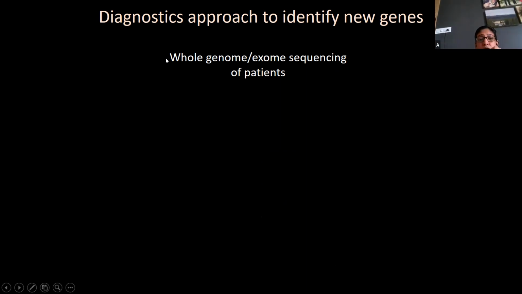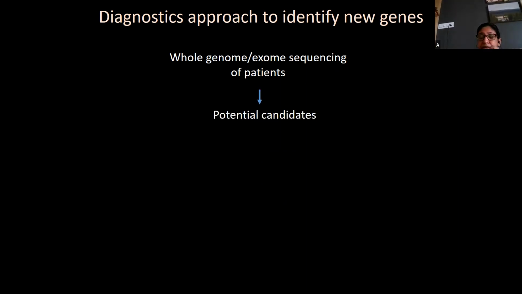So there were patients whose genome or exome was sequenced, and these patients have some rare disorders for which we do not know the cause. After the whole exome is sequenced, we find some potential candidates. Suppose there are 10 or 15 candidates which could be different in a patient than in the normal sibling. Now, we have these potential candidates.